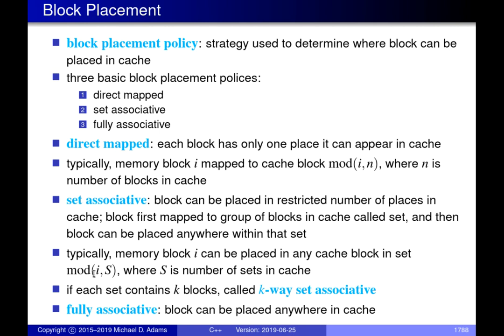So if the memory block has the number I, and S is the number of sets in the cache, we just divide I by S and take the remainder. So we're doing modular arithmetic. And just as a matter of terminology, if we have a set associative cache and each set is such that there's k slots where we can put things, like k entries in the cache, we call it k-way set associative. So again, this is just a bunch of terminology that relates to block placement.